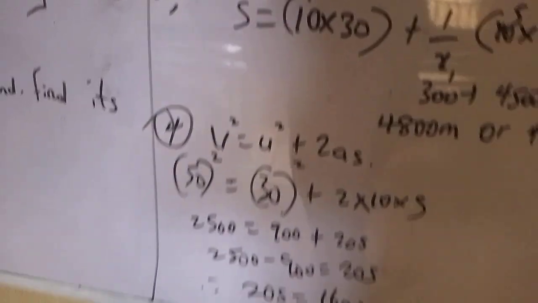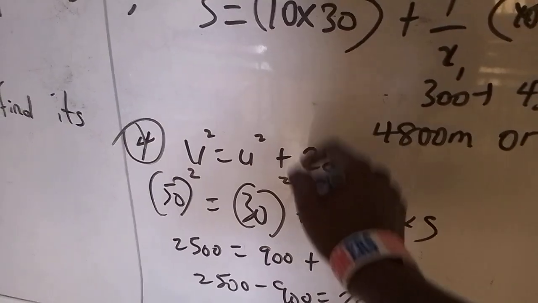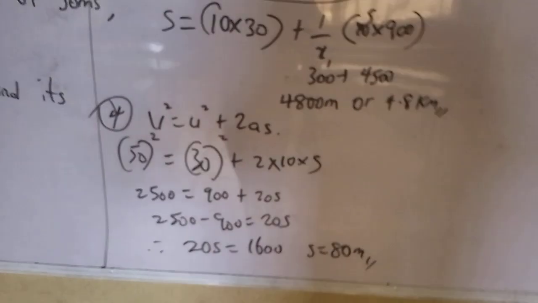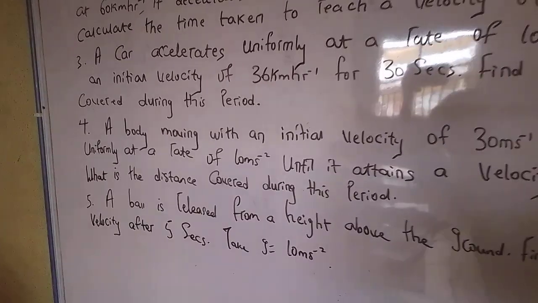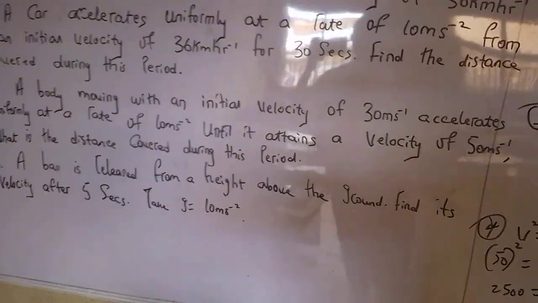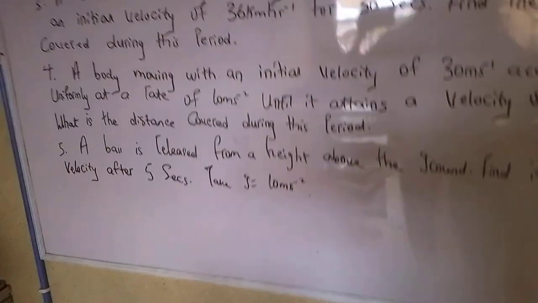Then number 4, another equation of motion. If you look at it now, we have about 3 equations of motion. The equations of motion are just the formulas under motion. For number 4, look at the question: a body moving with an initial velocity of 30 meters per second accelerates. Now, there's something I want to quickly teach us. This is a cheat code.